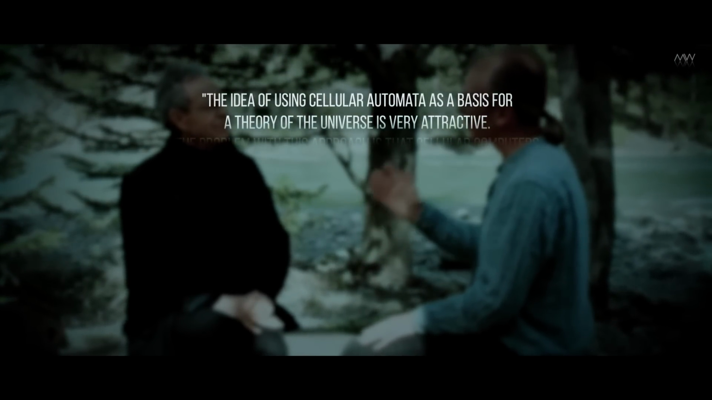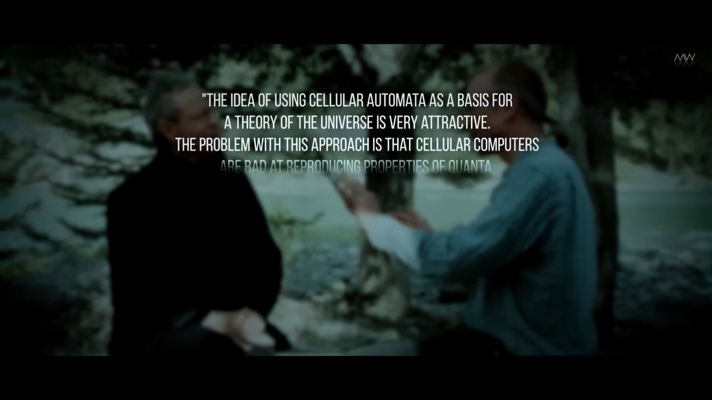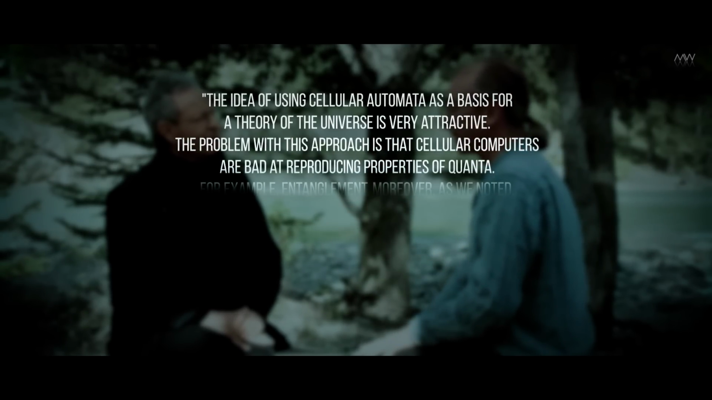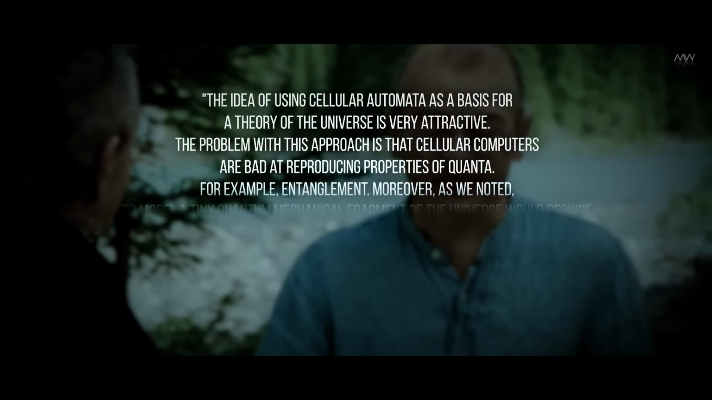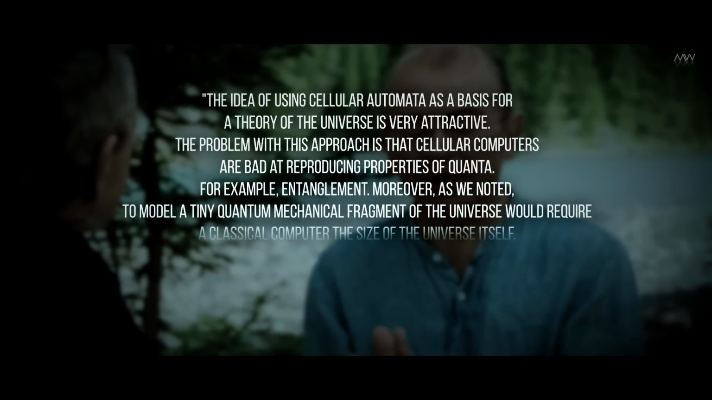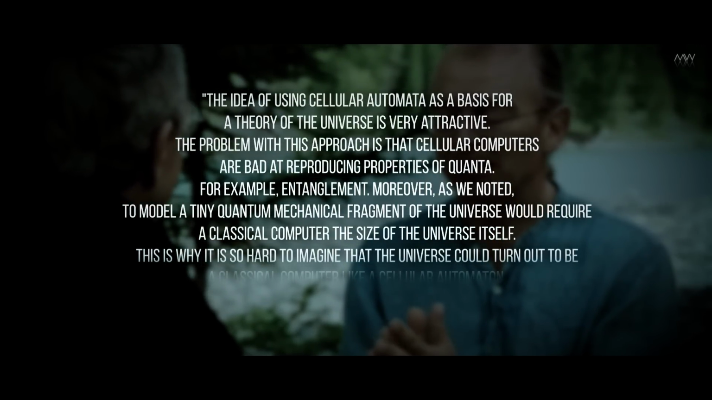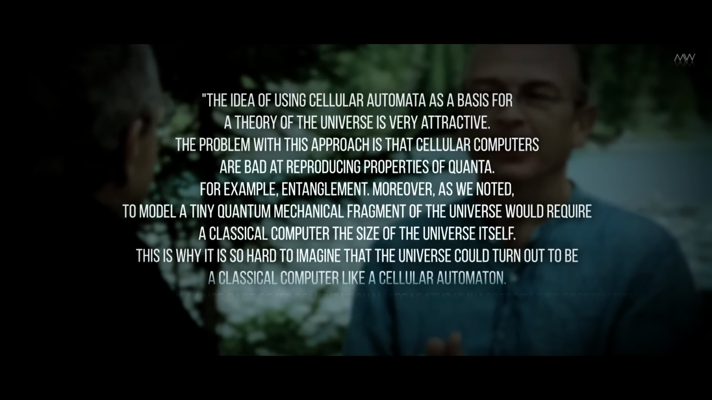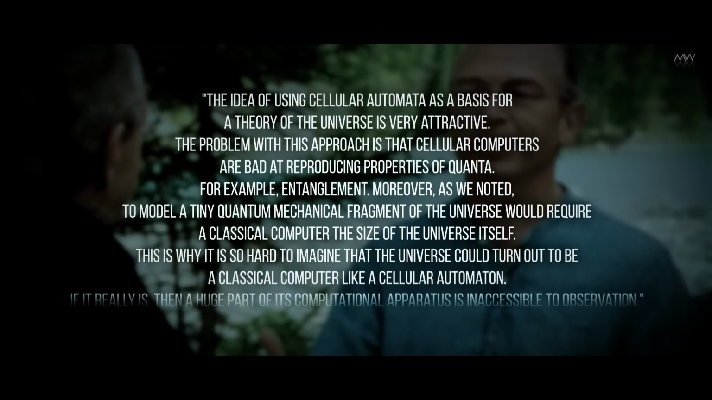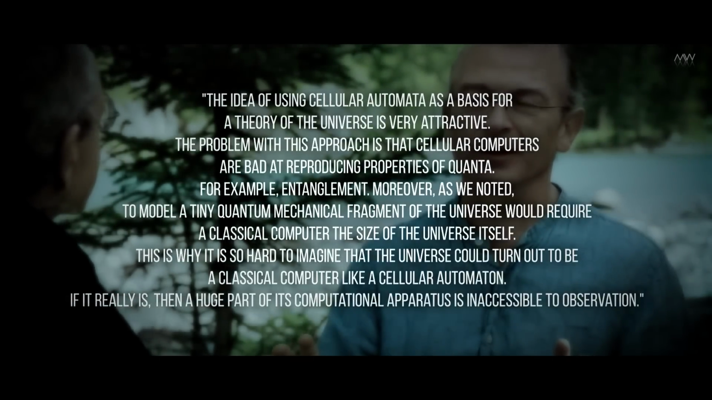Their ideas were further developed by mathematician Stephen Wolfram. The idea of using cellular automata as a basis for a theory of the universe is very attractive. The problem with this approach is that cellular computers are bad at reproducing properties of quanta. For example, entanglement. Moreover, as we noted, to model a tiny quantum mechanical fragment of the universe would require a classical computer the size of the universe itself. This is why it is so hard to imagine that the universe could turn out to be a classical computer, like a cellular automaton. If it really is, then a huge part of its computational apparatus is inaccessible to observation.